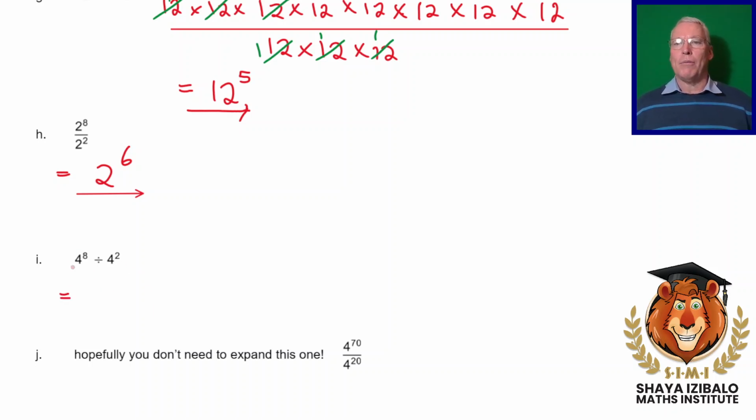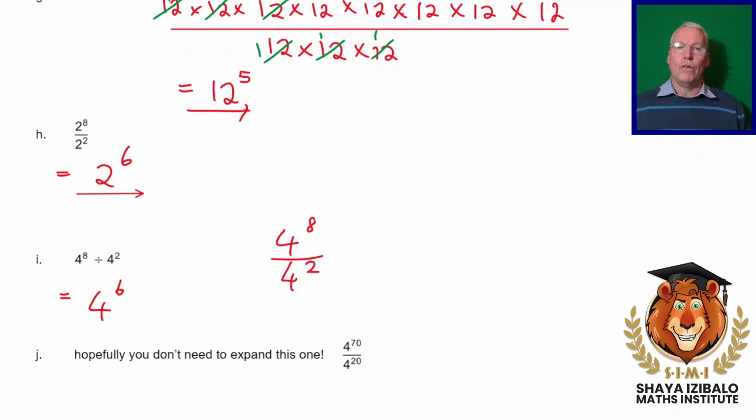What about this one? This one will be exactly the same. This one will be 4 to the 6. Okay, because remember 4 to the 8 divided by 4 to the 2 is exactly the same as 4 to the 8 over 4 to the 2. This line, and we hope you know this line means divide.